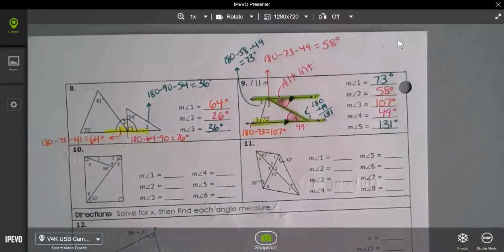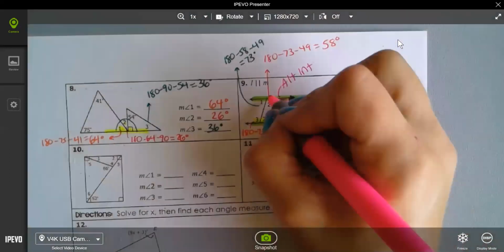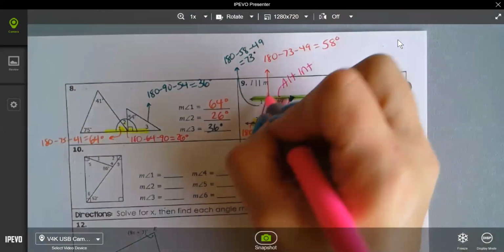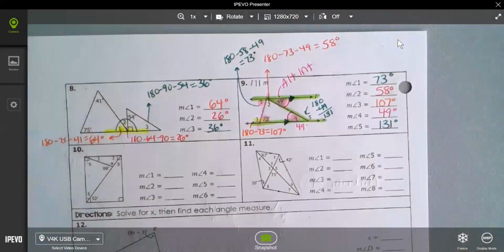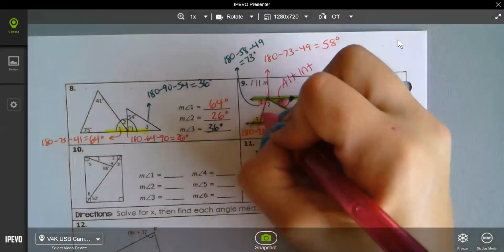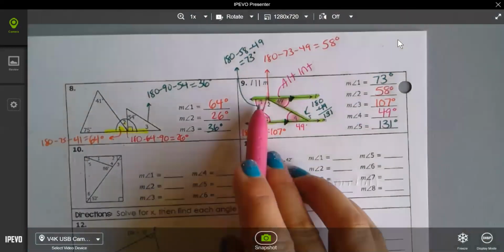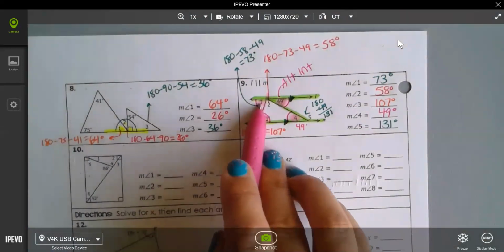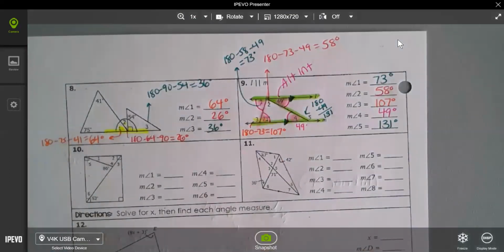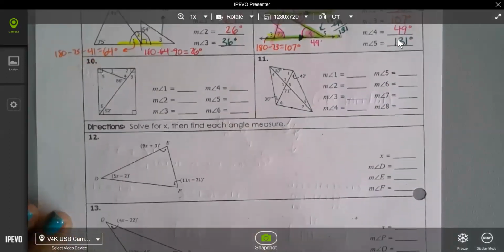Another way I could have done that is by using my parallel lines and this transversal. 1 and 73 are alternate interior angles, and those are equal to each other. So if that's 73, that also needs to be 73. Sometimes there's multiple ways that you can work through these problems, and you and I might see things in a different order, in a different way. So long as you are following the rules of mathematics, it's all going to be okay.